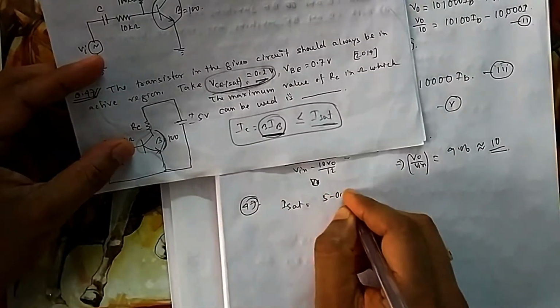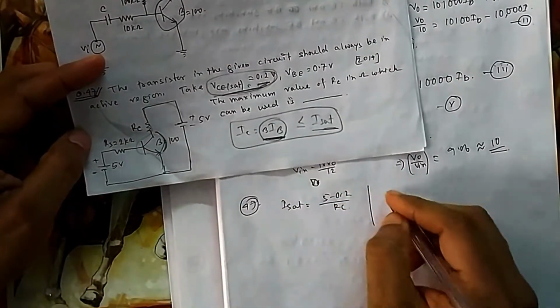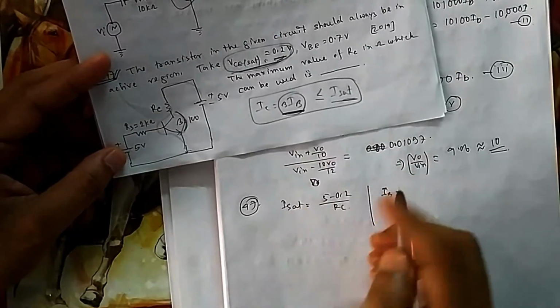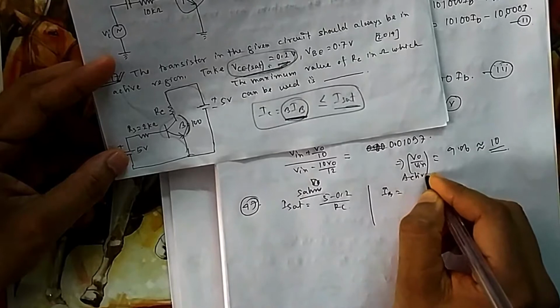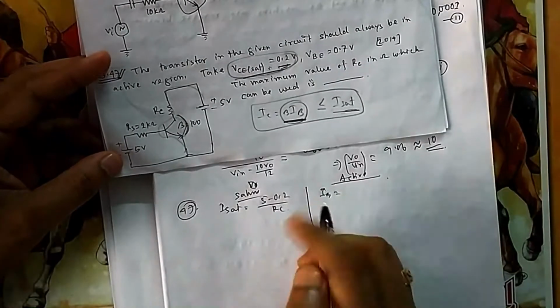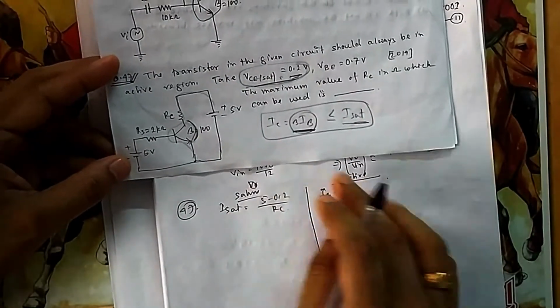5 minus 0.2 divided by RC. And what is IB? For IB, this is saturation. In saturation mode we have considered. Now we are considering here the active mode. What is active mode? In saturation mode IB will be 0. So in active mode, what will be your IB?